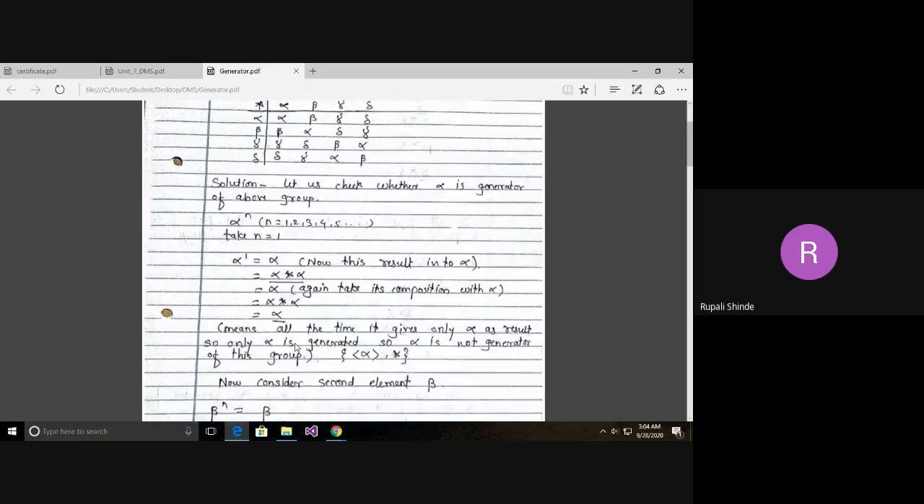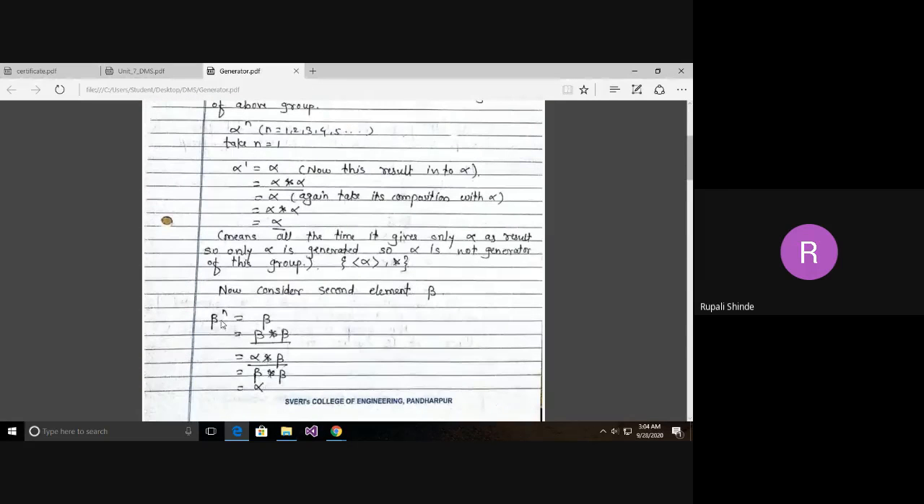Then only that element is called as generator of that given group. But here that is not possible. So alpha is not a generator of this group. Have you understood now? Yes, ma'am. Okay. Now we have to check for next element, and that element is beta.